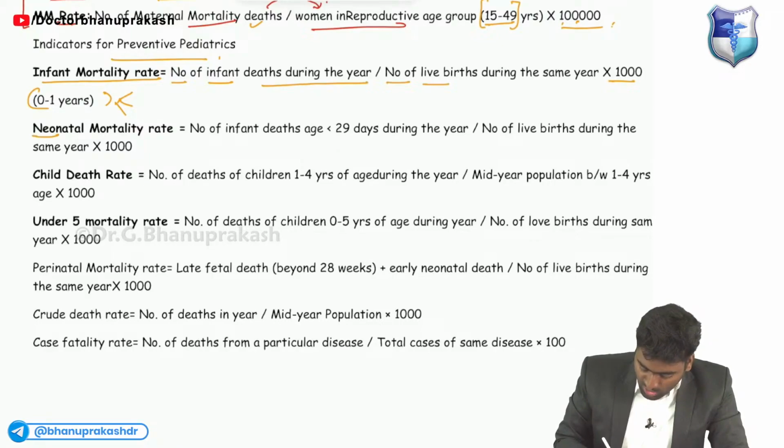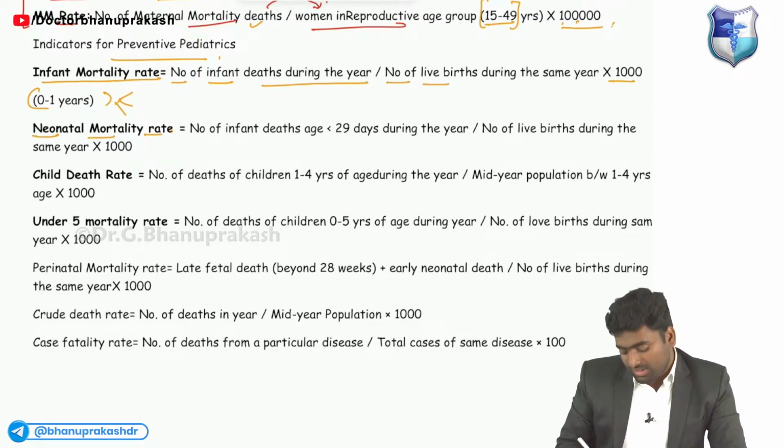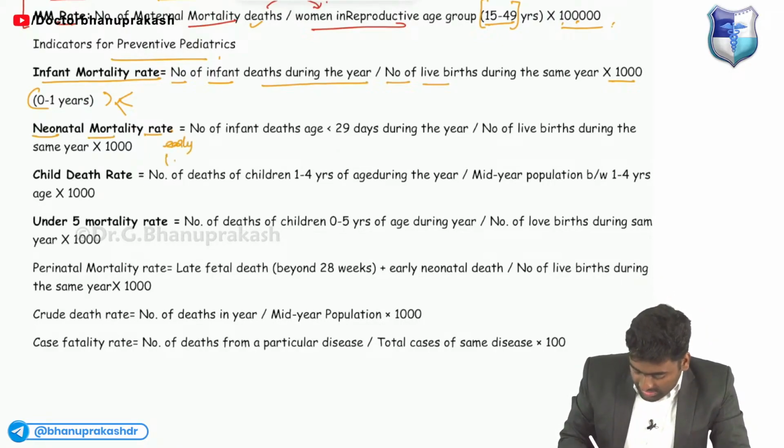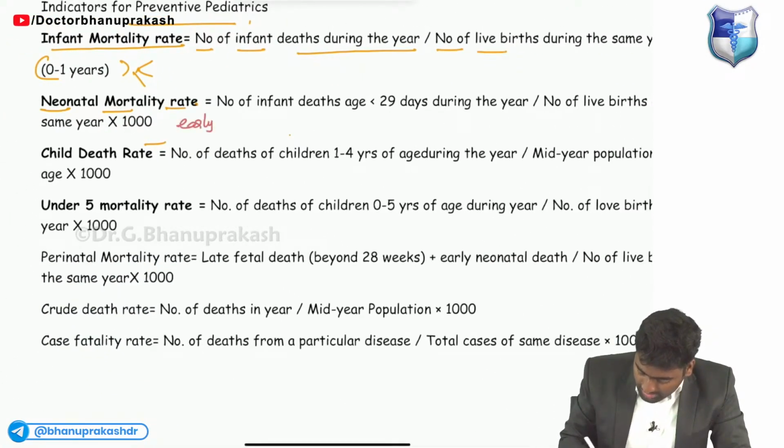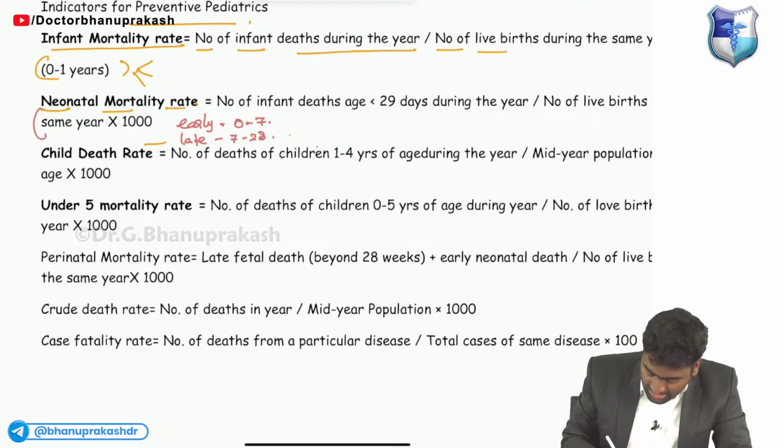Whereas there is the neonatal mortality rate. The neonatal mortality rate is of two types, early and late. Neonates are children aged 0 to less than 28 days. Let me write clearly: early and late neonatal mortality rate. Early means 0 to 7 days, whereas late is 7 to 28 days. So usually neonates are 0 to less than 28 days.